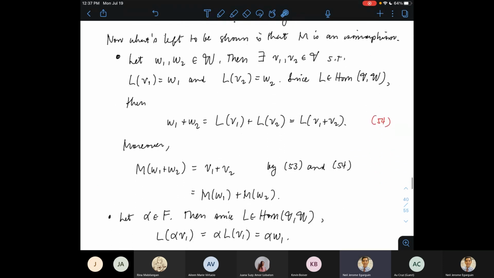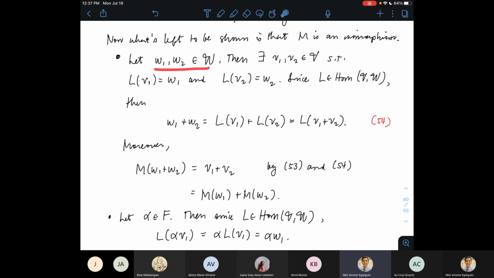Let me see how I did that here. I guess first I started by showing that M is a homomorphism to begin with. So I want to show that M is a linear map. That's why I look at M of W1 plus W2 here for arbitrary members W1 and W2 of W, right?